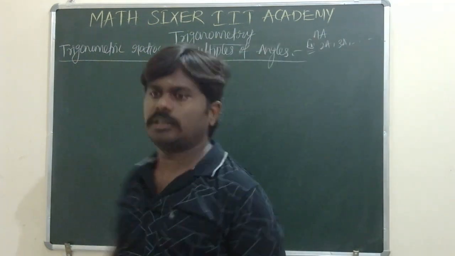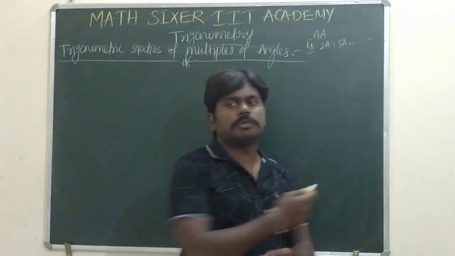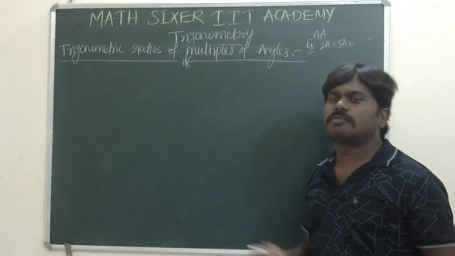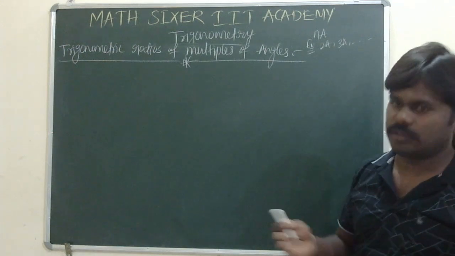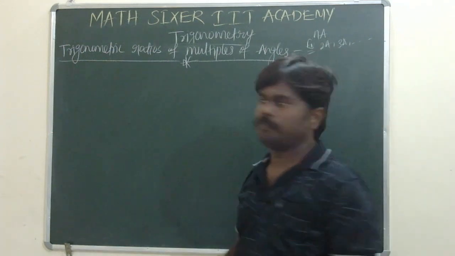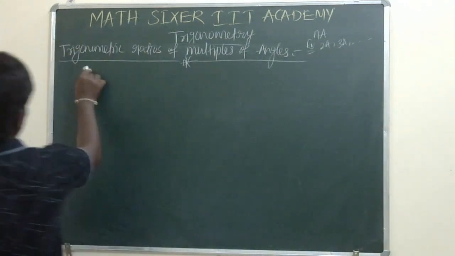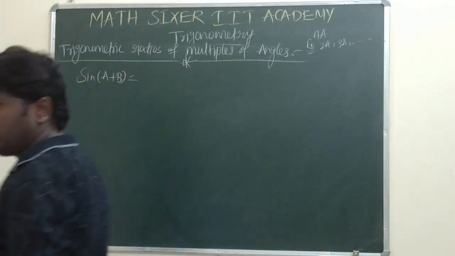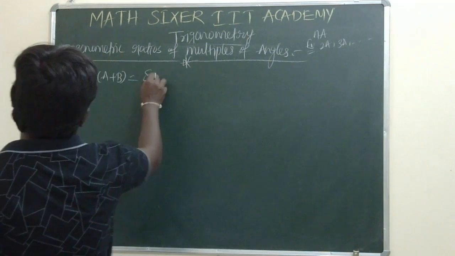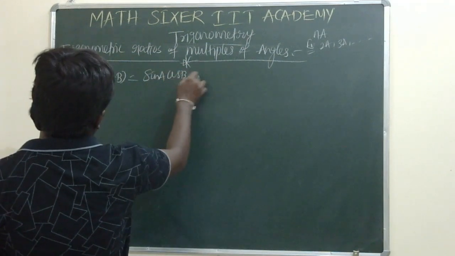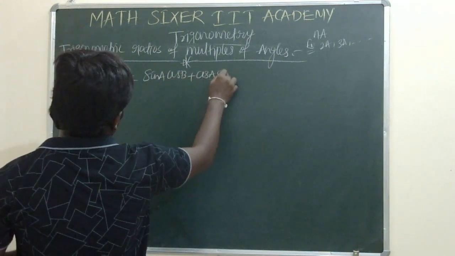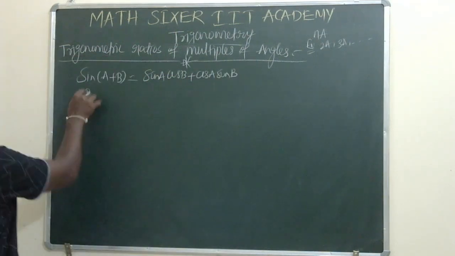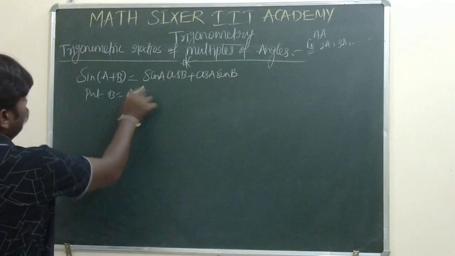Now we will see the trigonometric ratios of multiples of angles for n equal to 2 and also n equal to 3. That means we will see the sin 2A value, the sin 3A value, and the rest of the things also. First of all we need this formula: sin(A plus B) is equal to what? sin A cos B plus cos A sin B.